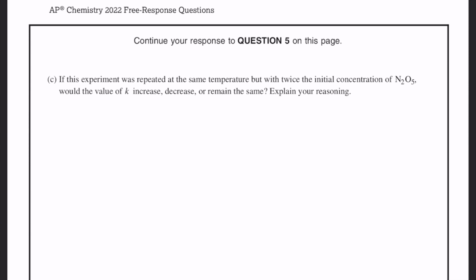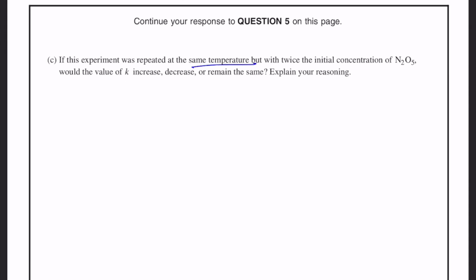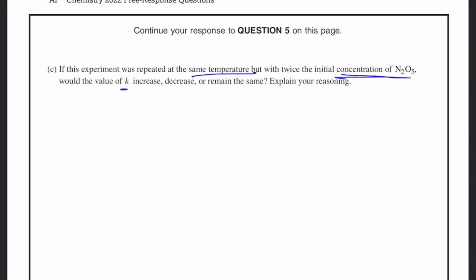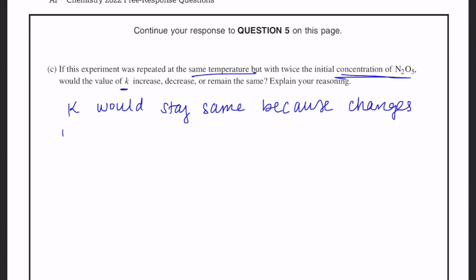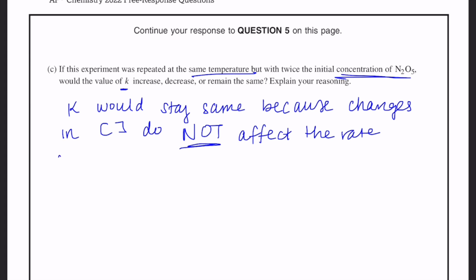So now part C asks that if this experiment was repeated at the same temperature, but then they doubled the initial concentration of the reactant, what would happen to the value of K? This one also might be very easy to overthink, but you have to remember that K would stay the same. And this is because changes in concentration do not affect the rate constant. So this was a conceptual question.